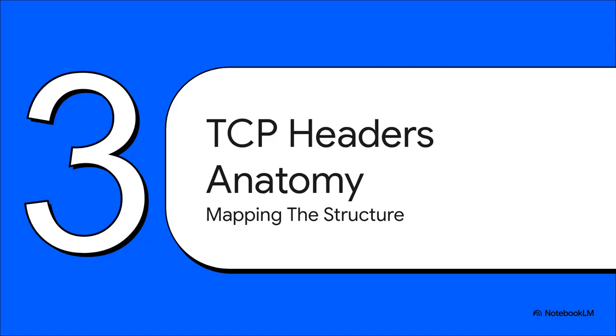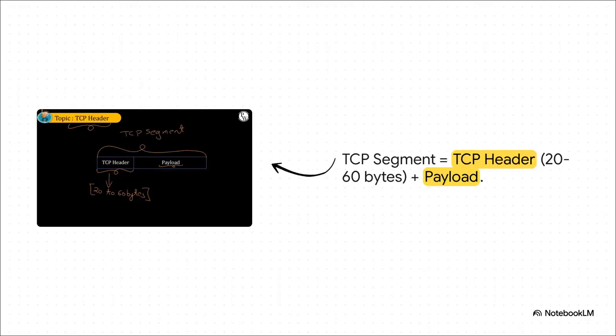All right, let's shift gears. Section 3, Anatomy of TCP Headers. Before we get in there and dissect the really intricate details of the header itself, we need to visualize the big picture. A TCP segment is honestly just a data package. It has two main parts: a variable-sized TCP header block, which ranges strictly from 20 to 60 bytes, and that's immediately followed by your actual data payload.